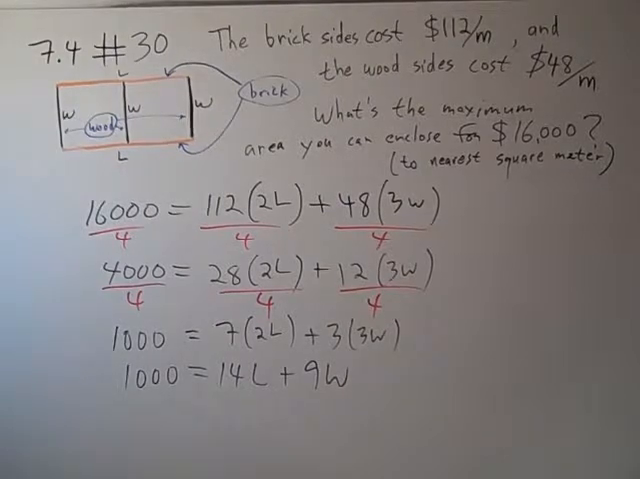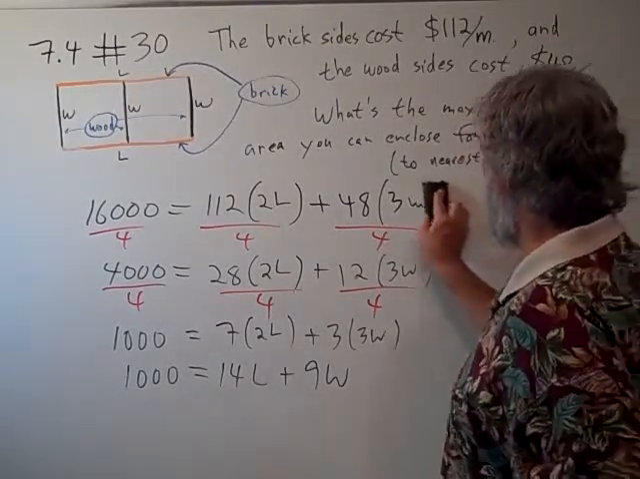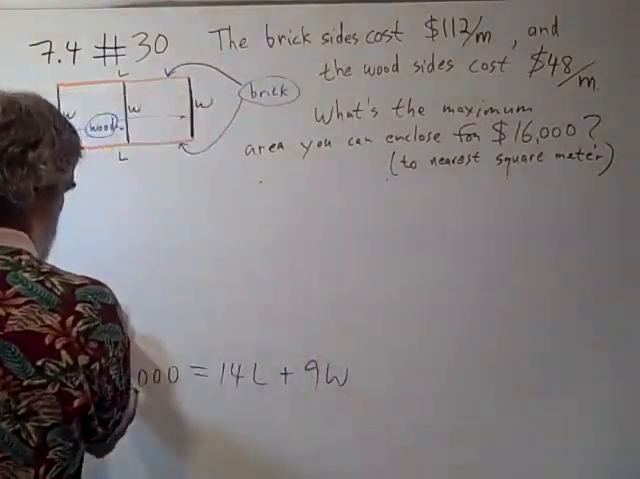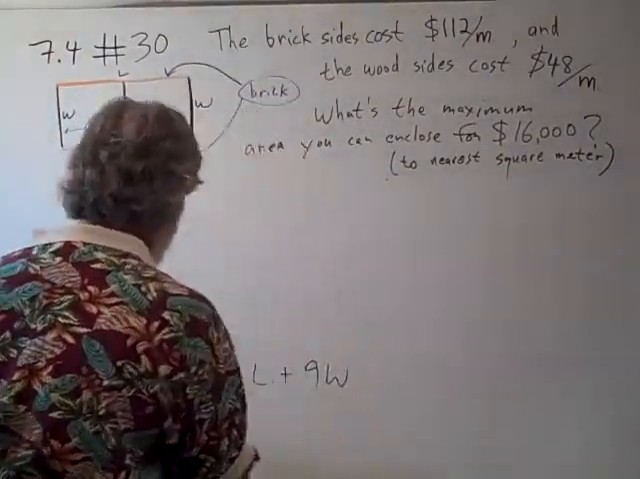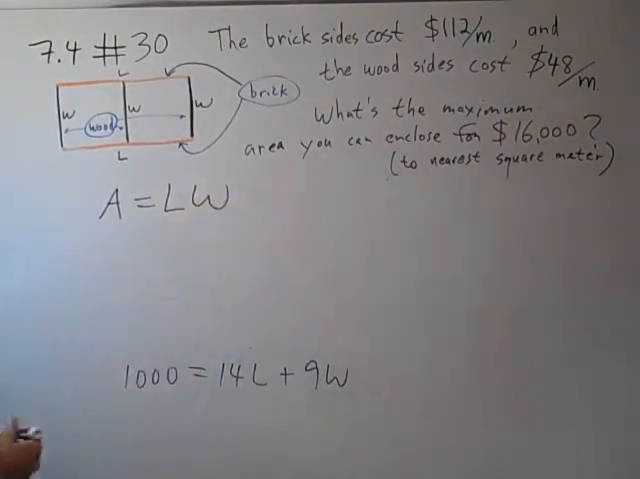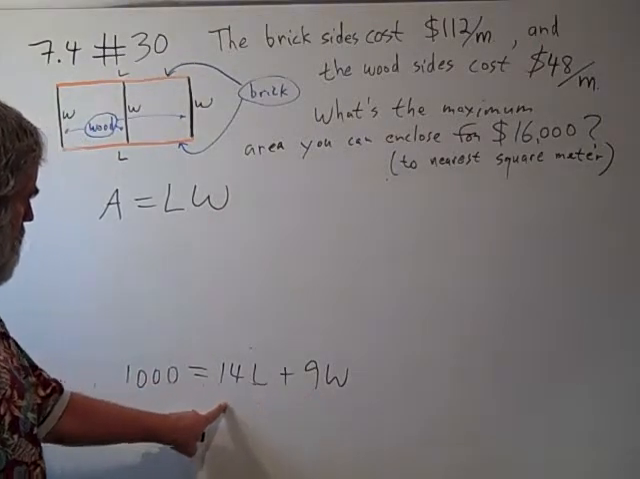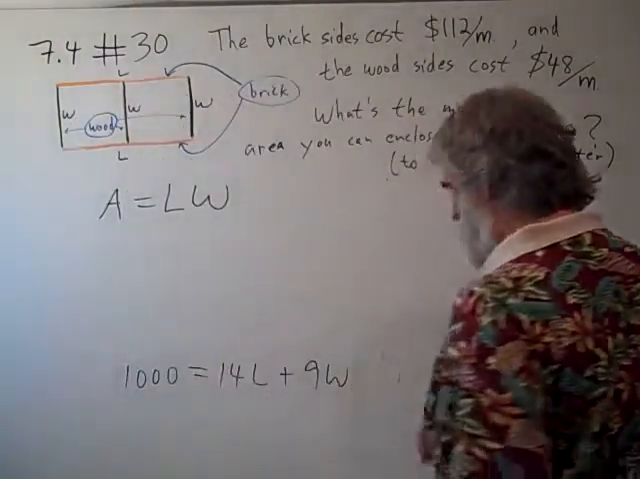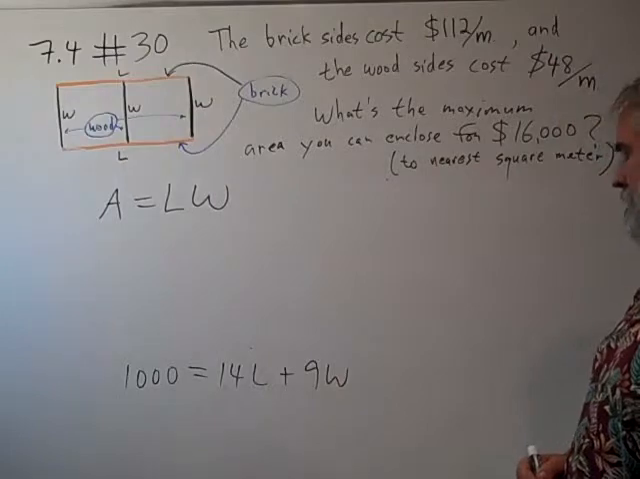Okay, now what we're trying to maximize here is the area. So let me write down the area function here, the area equation. The area is equal to the length times the width, simply. And so we need to solve for one of these variables in terms of the other to substitute into this equation. So let's solve for W, I guess, in terms of L.